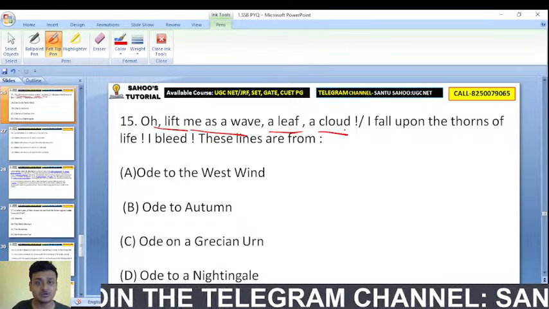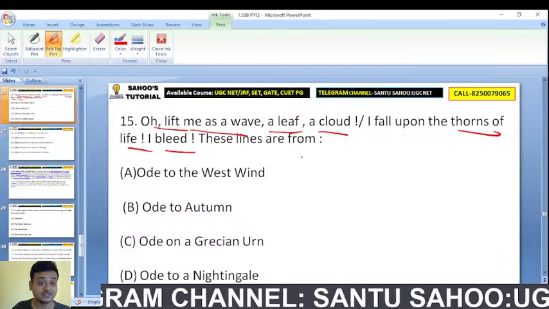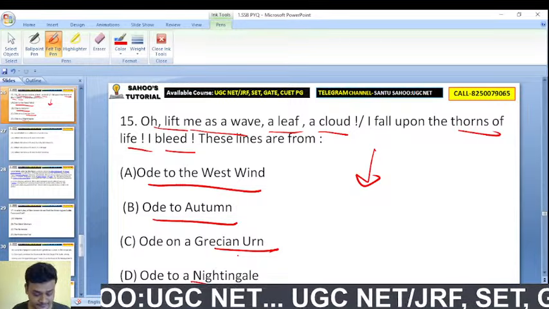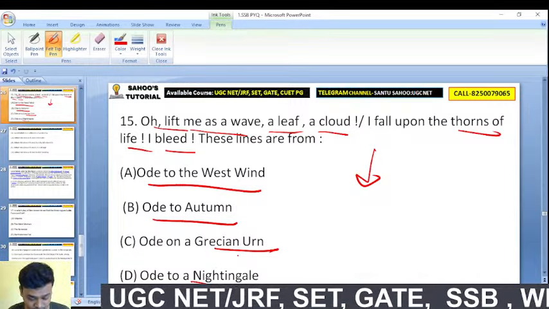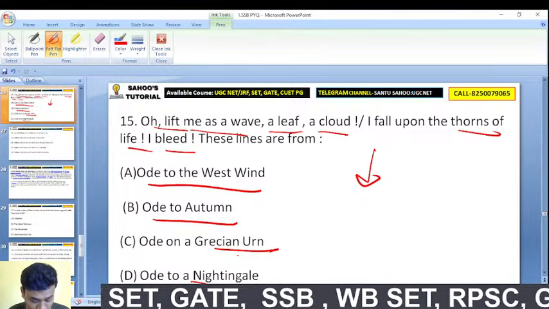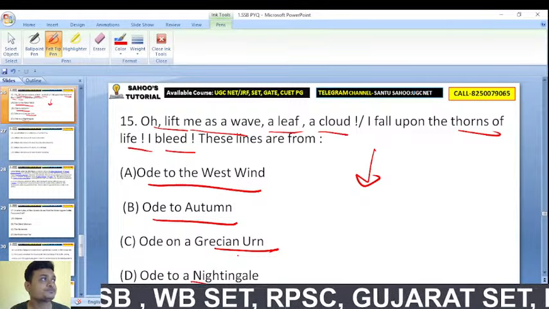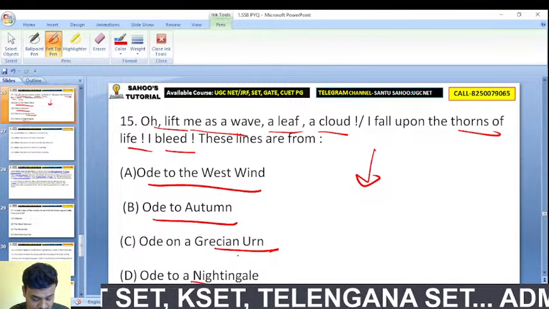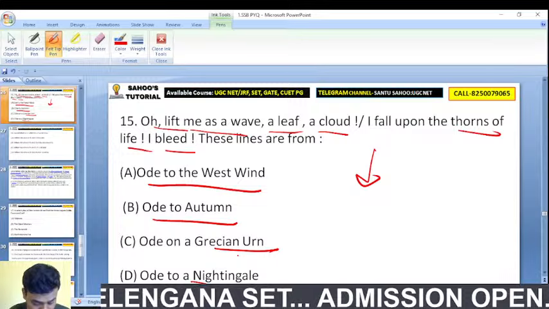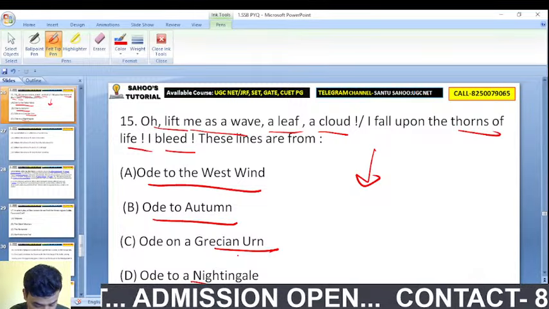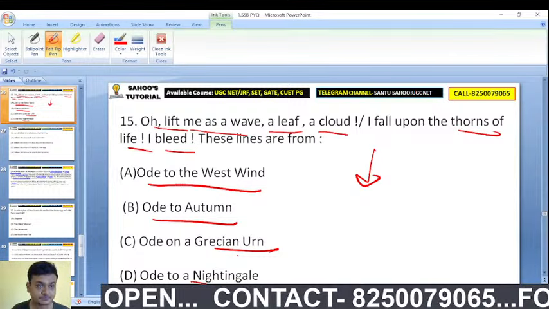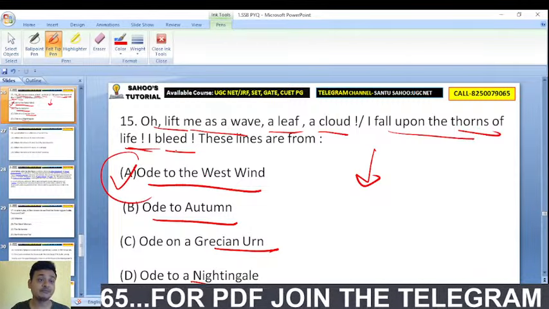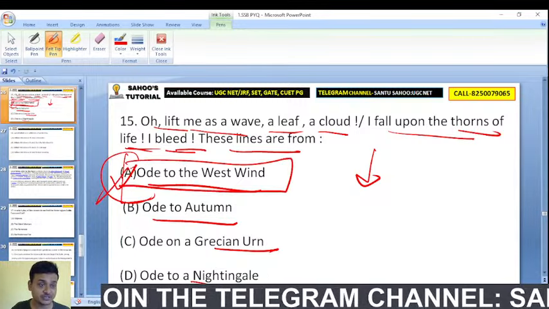Oh, lift me as a wave, a leaf, a cloud. I fall upon the thorns of life, I bleed. These famous lines are from Ode to the West Wind. Is it pond poets? No. Yeah, exactly. These are lines from Ode to the West Wind. I fall upon the thorns of life, I bleed. These are the famous lines from Ode to the West Wind.